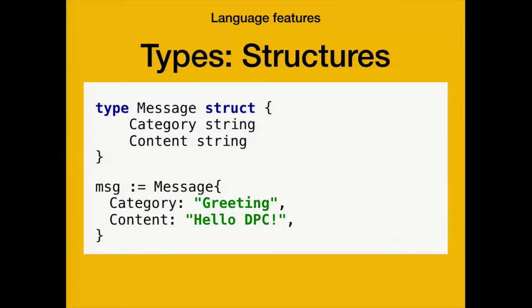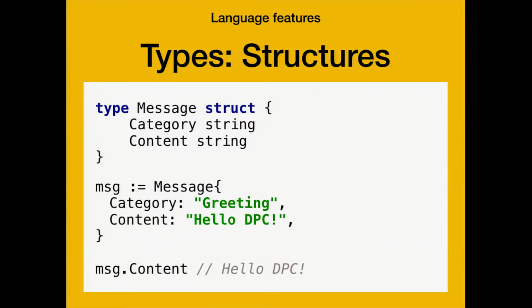What you can do is create a new message data structure. You can assign it some values like greeting and hello DPC to the specific field. How you access these fields, the content field for example, is message dot, and that's the syntax to access these properties. That's not too special, but it's an interesting way of handling data within your application, because this is the foundation for messaging within an application that's concurrent.